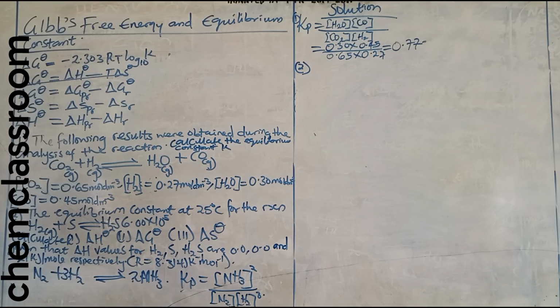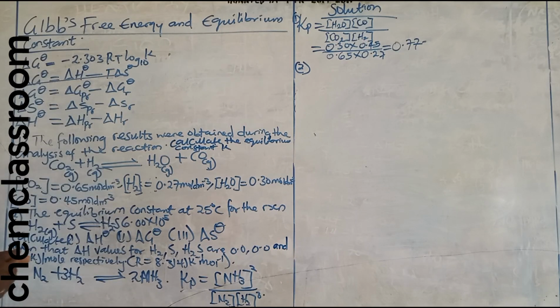For the reaction, I have hydrogen plus sulfur to give me hydrogen sulfide, and the equilibrium constant is 6.00 times 10 to the power 5. So we are being asked to calculate the delta H. And mind you, you can be given the product and reactant for the three. So it depends on what is being given in the question.